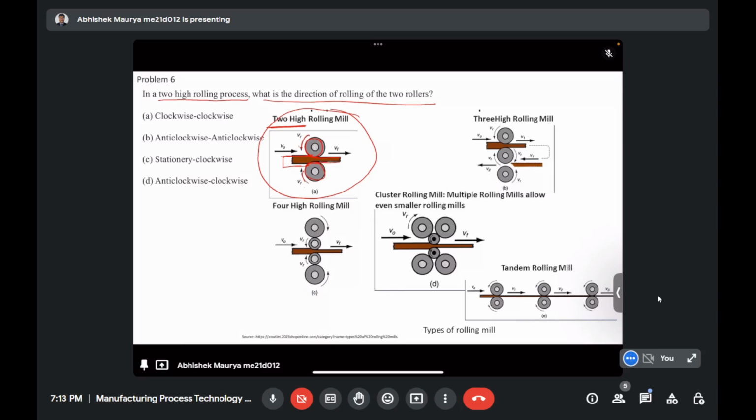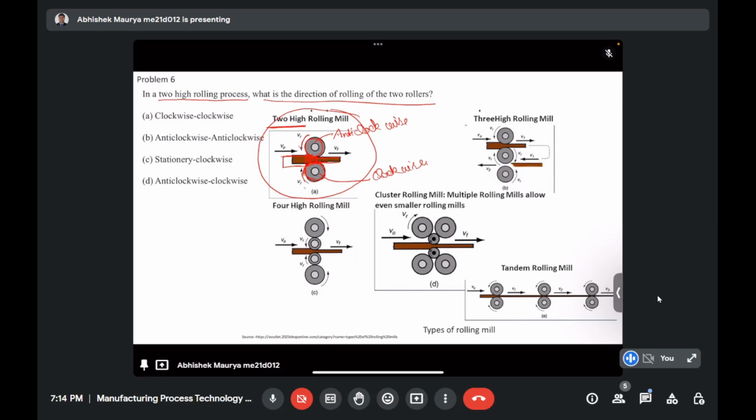Here, if you see, it is anti-clockwise, and here it is clockwise. So this configuration is called two high rolling mills, and because of this rotating motion, the material gets fed in between the gap of the two rollers, and it gets deformed in this region. Okay, so this is the configuration for the two high rolling mill, where one roller is rotating anti-clockwise and the other is rotating clockwise.